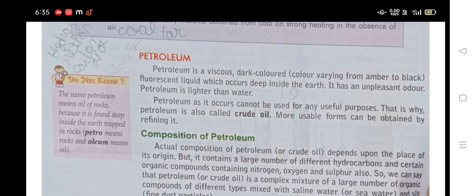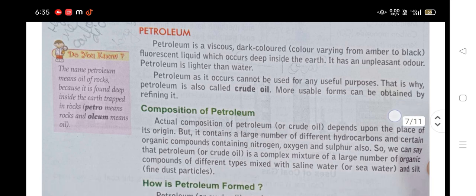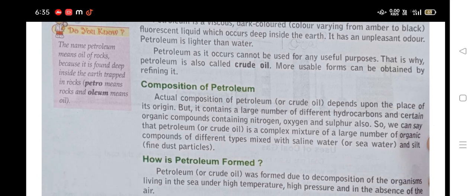Do you know the name petroleum means oil of rocks because it is found deep inside the earth, trapped in rocks. Petro means rock and oleum means oil. Composition of petroleum. The actual composition of petroleum or crude oil depends upon the place of its origin, but it contains a large number of different hydrocarbons and certain organic compounds containing nitrogen, oxygen, and sulfur also.